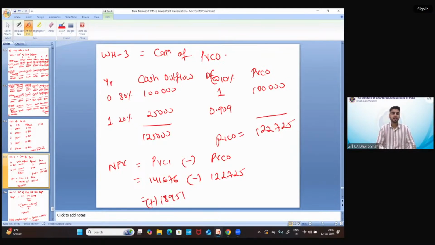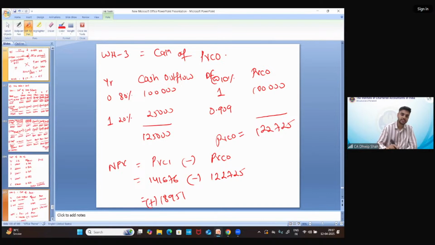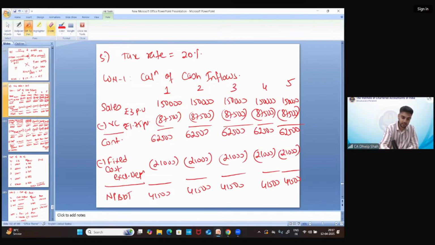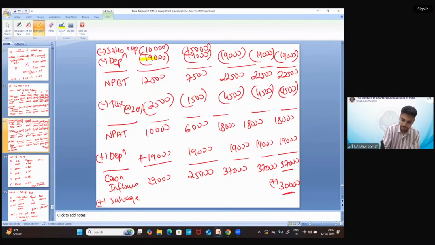Any queries? In your module's question, there is no taxation. It means if there is no taxation, my question to you: will depreciation hold any place? Did we need to subtract it and add it back? This is a fixed cost, not this, sorry. Will this depreciation hold any relevance if there is no taxation? Tell me.